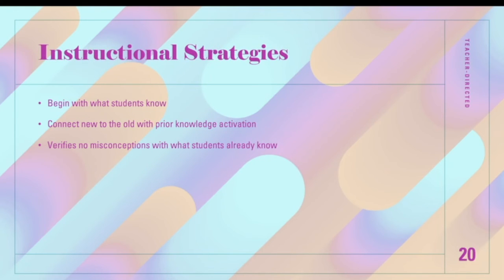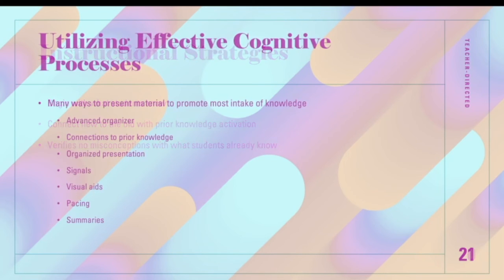Different instructional strategies are to basically think about what students already know and what misconceptions that could bring about with the lesson. So, we need to make sure we know what they know and help them to correct misconceptions and to connect that old knowledge, the prior knowledge, with the new knowledge that we're presenting to them.